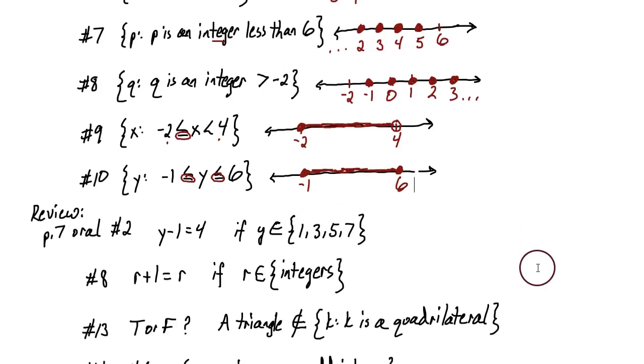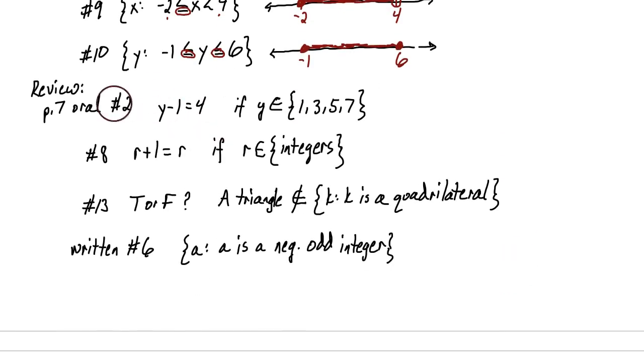The review assignment takes us back to page 7, number 2. We're asked to solve this equation, and we're given this replacement set for y. If there is a solution, it must come from this set of numbers. 5 subtract 1 is equal to 4, and 5 is in our replacement set, so the answer for y is 5. Number 8, solve for r if r is an integer. Can we find any number that you add 1 to it and you get the same number you started with? No, there's not. The answer is empty set.